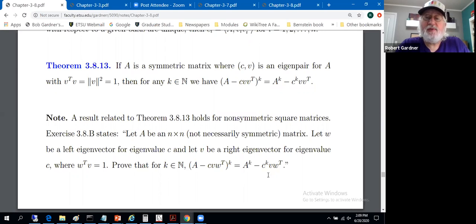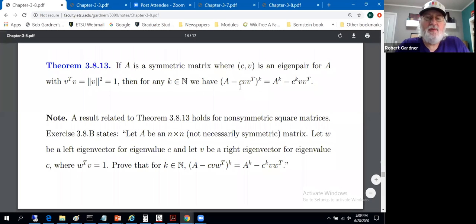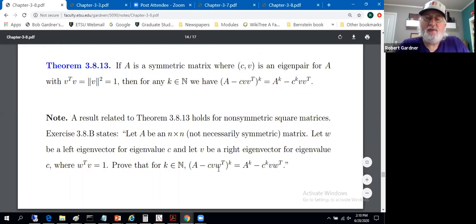And it's almost the same conclusion. We'll take (A minus C VW transpose) to the K equals A to the K minus C to the K VW transpose. Okay, if we had the symmetric matrix, we'd have left and right eigenvectors the same, and we could then replace the W down here maybe with a V under those hypotheses. So you see that this result is a special case of this. Replace W transpose with V transpose, and we would get exactly that. So a slight generalization using those one-sided eigenvectors.